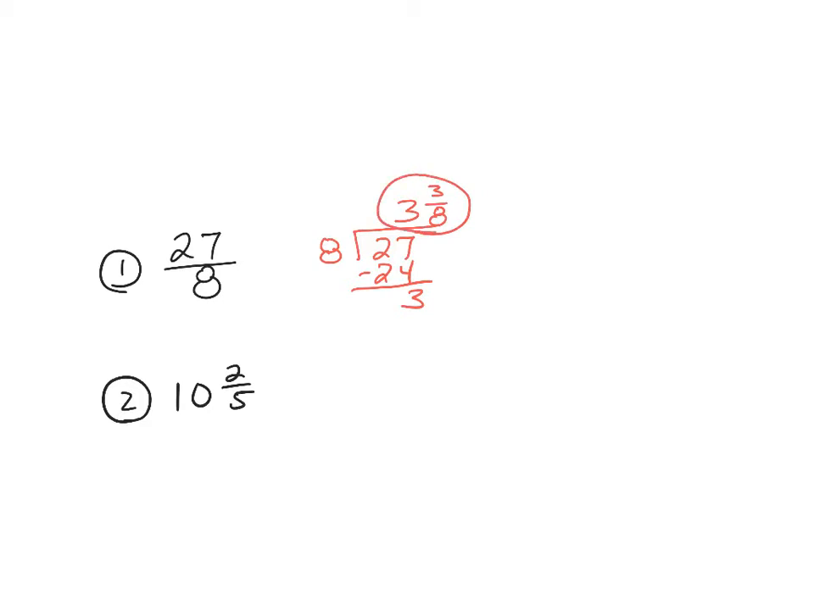For 10 2/5, I want to change that to an improper fraction. I'm going to multiply. 5 times 10 gives me 50, and then I'm going to add 2. So I get 52/5 as an improper fraction.